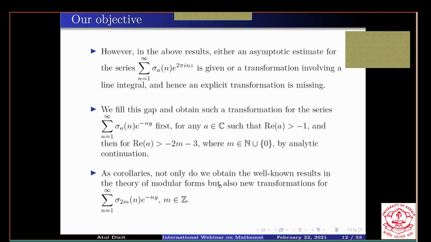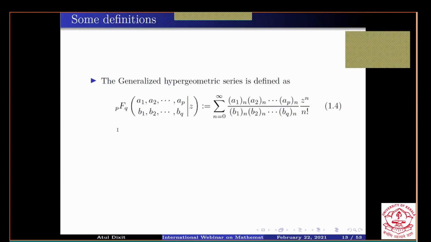Then, as corollaries, we not only obtain the well-known results from the theory of modular forms, because we can put a to be any odd integer. You can put a equal to 0, which is already studied, but we can also get new transformations when a is an even integer. Okay, so before looking at the results, let me go over this generalized hypergeometric series pFq, which is defined by: you have p parameters in the top, q parameters in the bottom, and the argument is z, and this is the infinite series.